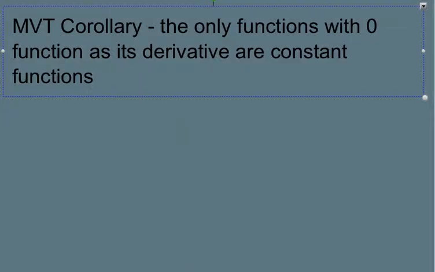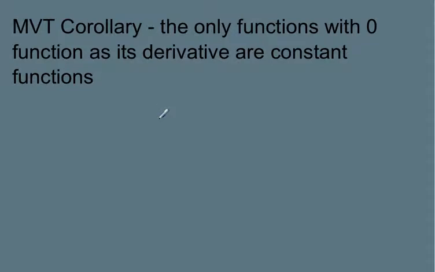Let's look at an example to put this into context. The only functions with 0 as their derivative. So let's say 0 is the derivative. If I take a constant of 5, the derivative is 0. The only functions that have 0 as a derivative are constant functions. So this right here are your constant functions.